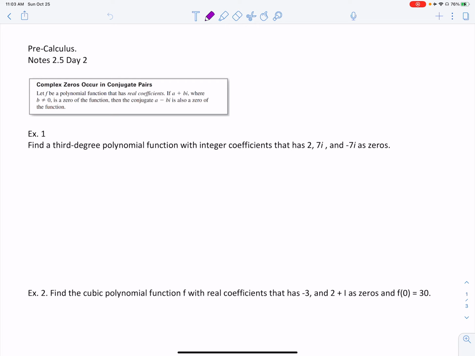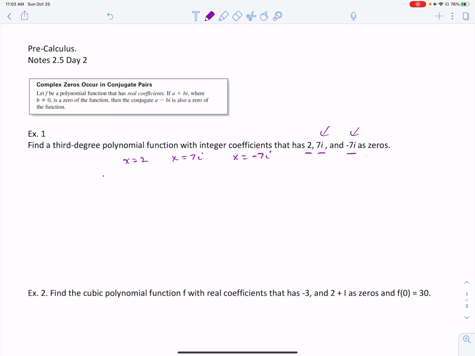And so in this first one, find a third degree polynomial function with integer coefficients that has 2, 7i, and minus 7i. These are those complex conjugates. They already gave you that both of those are zeros, or roots. And if those are zeros or roots, meaning x equaling 2 is a 0, x equaling 7i is, and x equals minus 7i are roots, set them equal to 0.